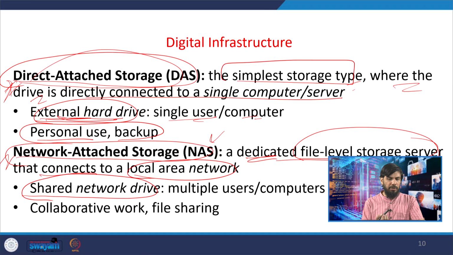So, for direct attached storage, the example was an external hard drive, and in the case of network attached storage, which is NAS, the example is a shared network drive. In a way, multiple users' computers would be accessing data or files from that storage.